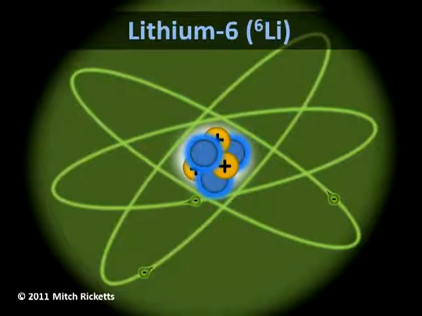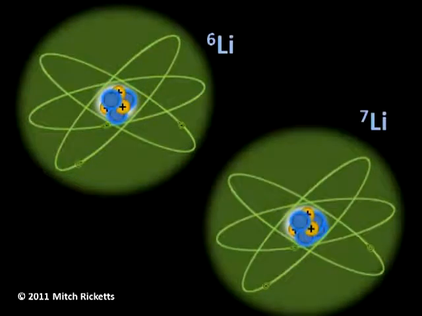The isotope lithium-6 has 3 neutrons. The isotope lithium-7 has 4 neutrons. Both of these atoms belong to the element lithium because they each have 3 protons. The differing number of neutrons means they are simply different isotopes of the same element.